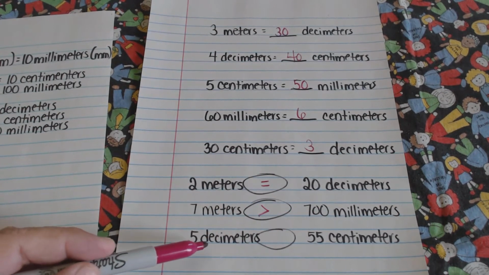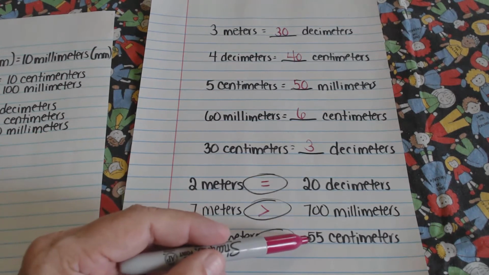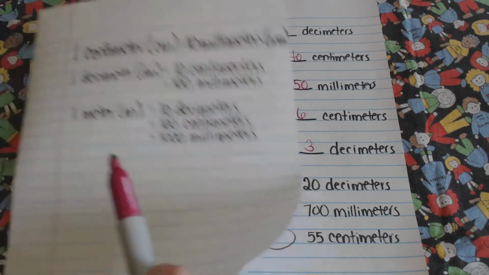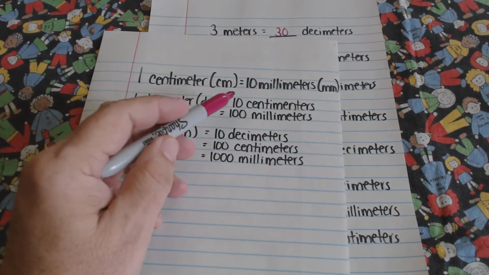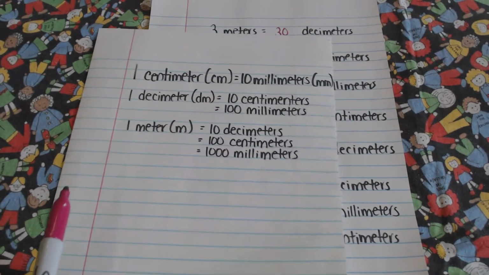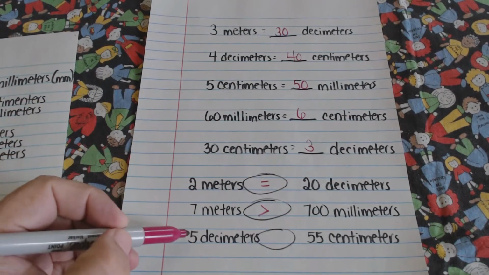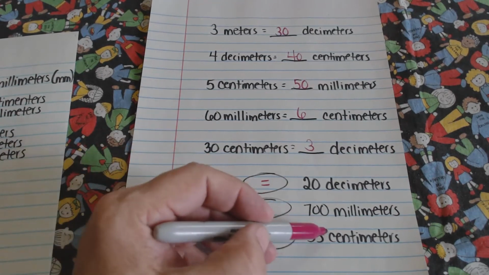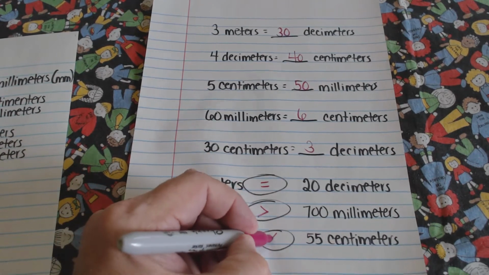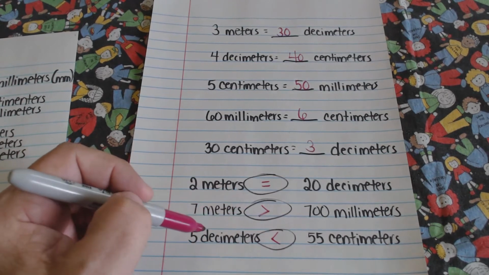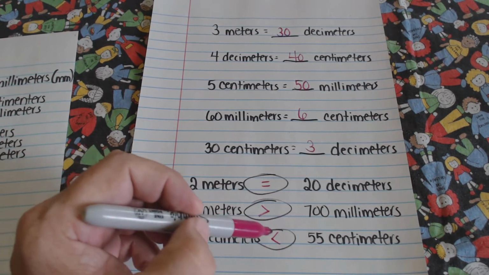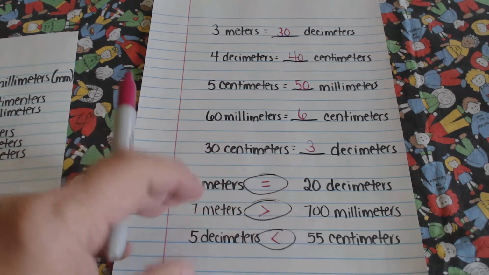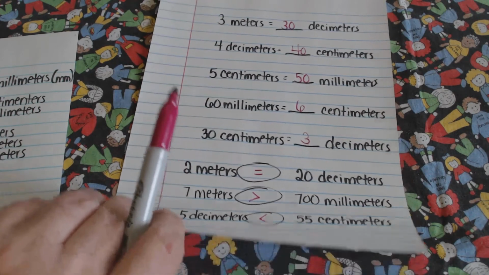And what about 5 decimeters and 55 centimeters? Again, 1 decimeter is 10 centimeters. 5 decimeters would be 50 centimeters. So we have 50 centimeters here, 55 over here. I would say 55 is larger. So 5 decimeters is less than 55 centimeters.